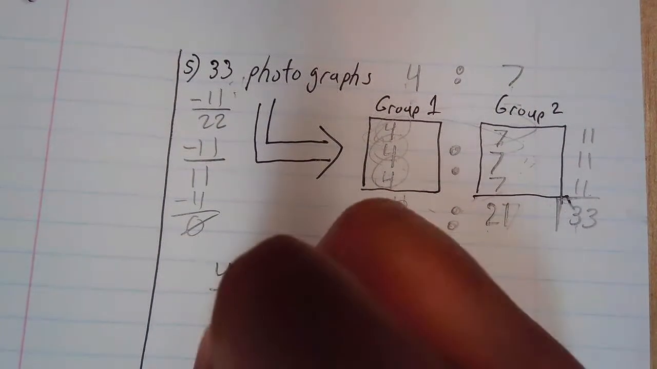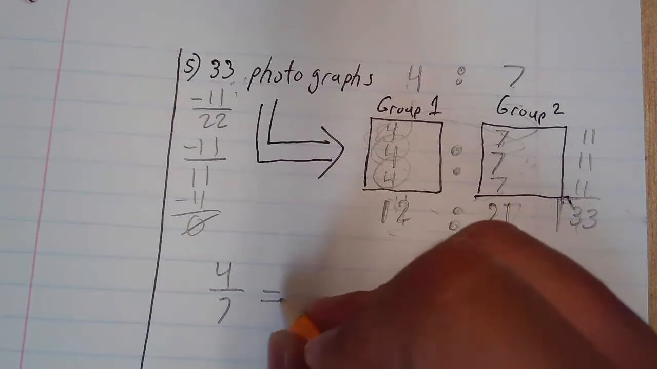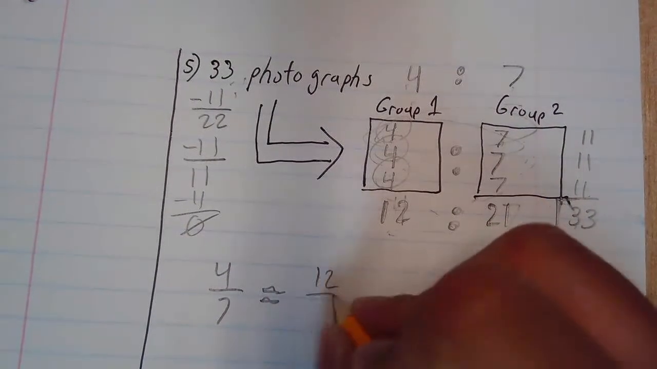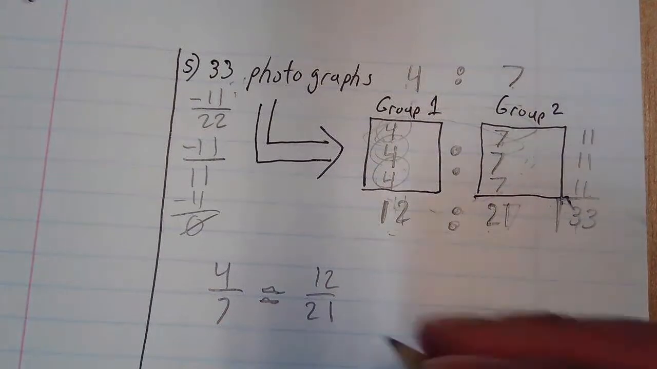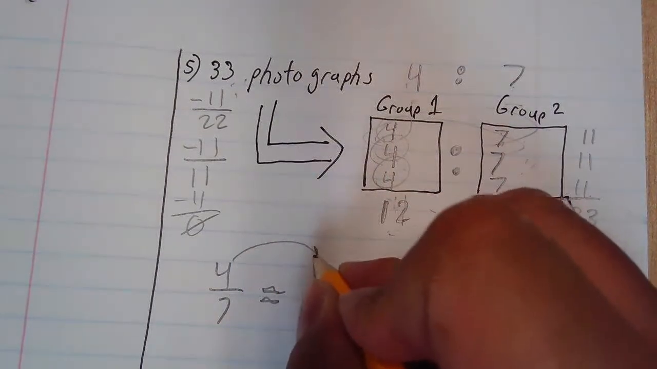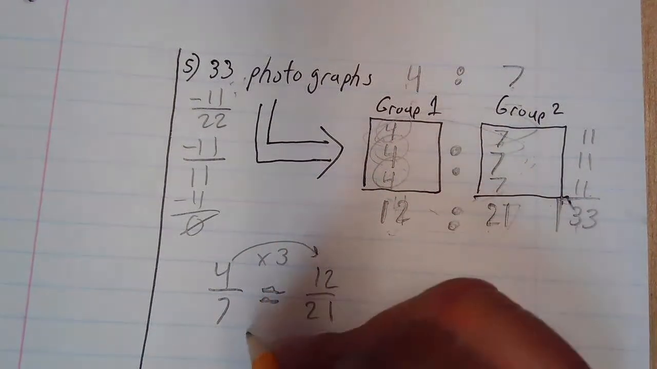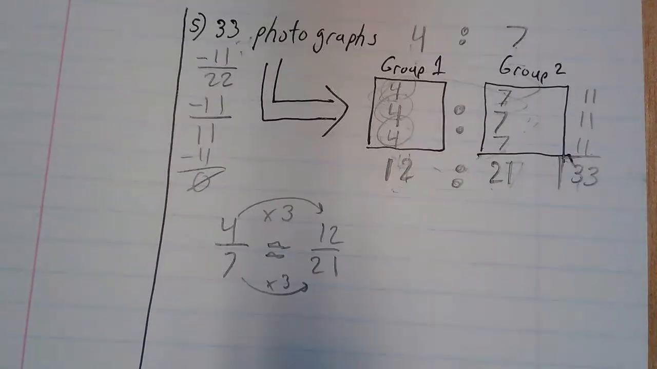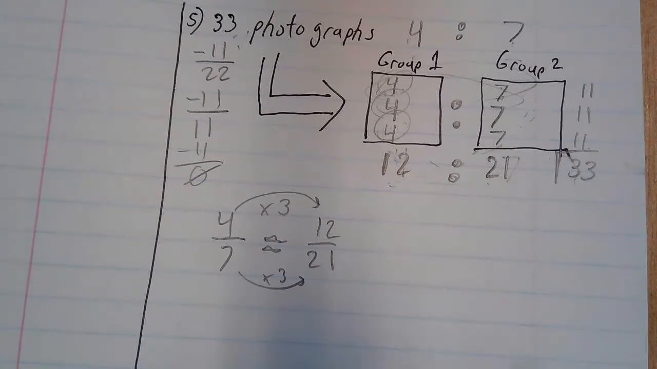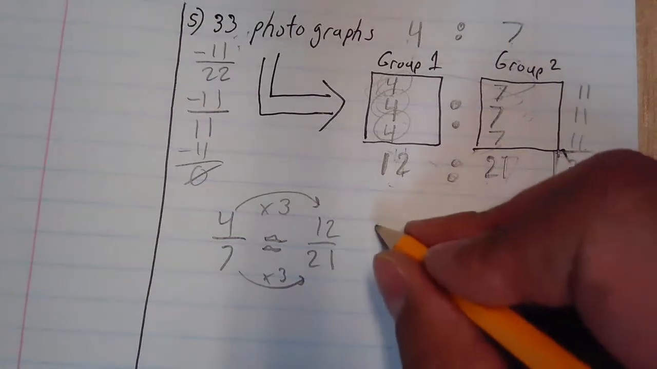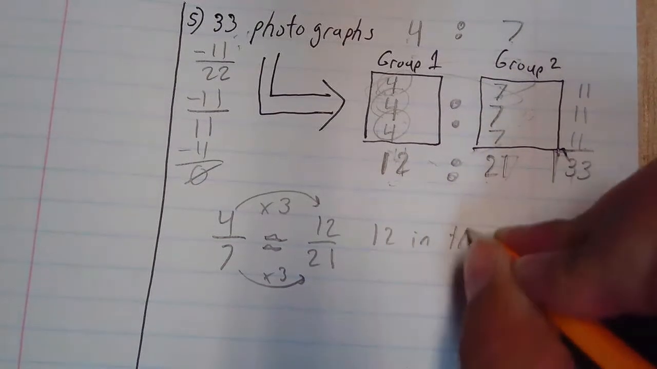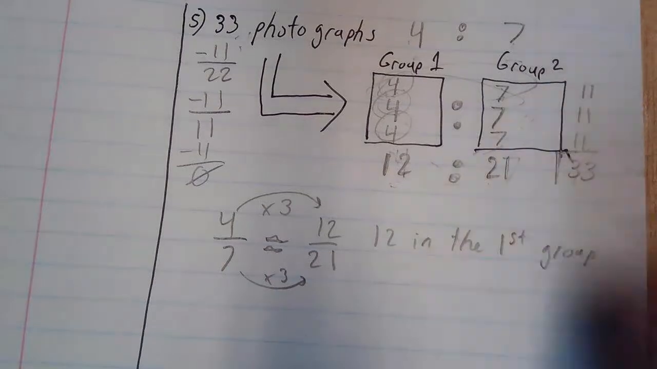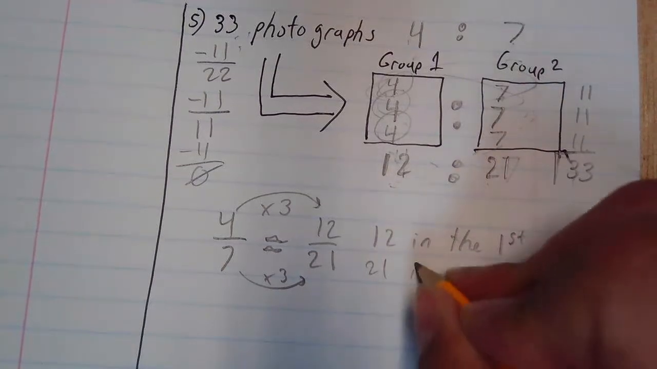The ratio of 4:7 is equivalent to the ratio of 12:21. You're going to learn about this later, but I just want to see what goes on. You got 3 groups of 4, 3 groups of 7. Right? That's how this works. Now, of course, we need to write a sentence for this. 12 in the first group. 21 in the second group.